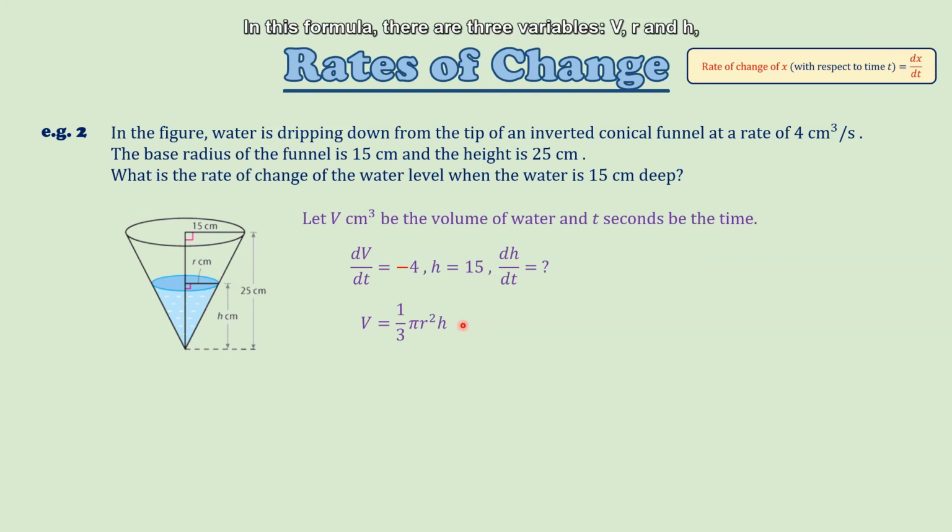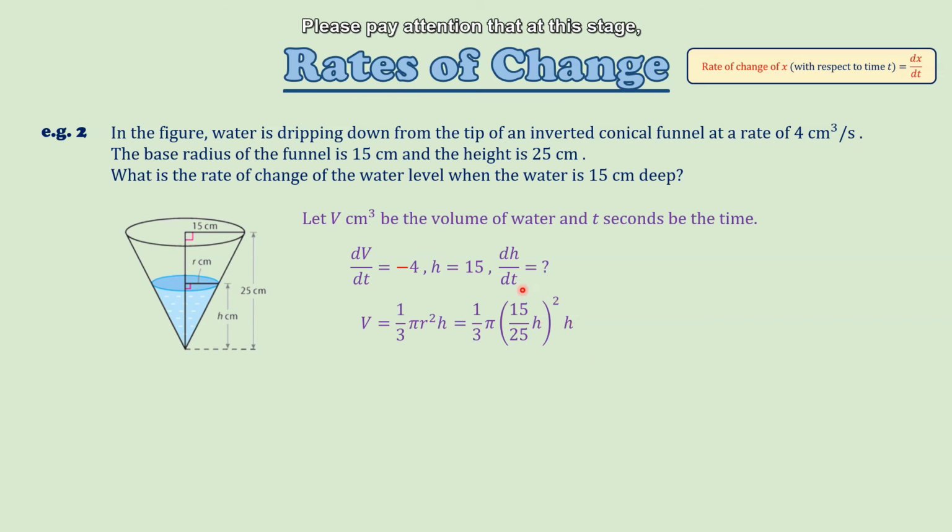In this formula, there are 3 variables, V, R, and H. But we know that we should only consider 2 variables, V and H. So we should rewrite R in terms of H, because R is changing with H. By considering similar triangles, we should know that R is equal to 15 over 25 times H.